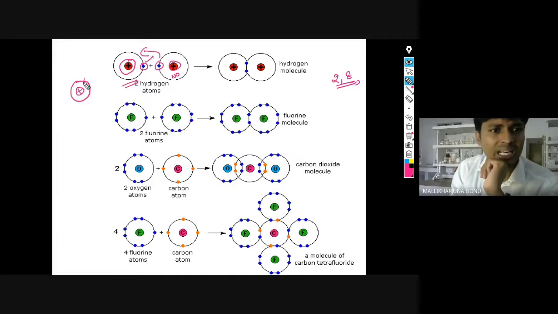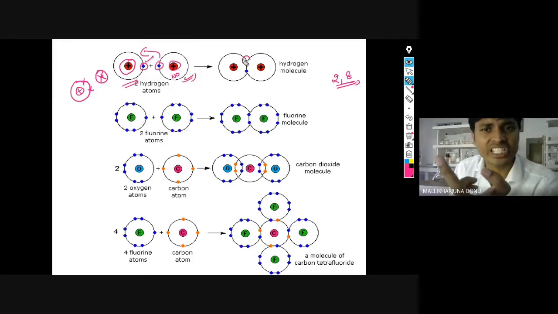Here hydrogen will attain 2 electrons, but the other hydrogen will not have any electron. So this will not be stable. So it can never give away this electron. So to make it 2 electrons, they will share, one from each of the 2 hydrogens. So these 2 electrons belong to this hydrogen also, and this hydrogen also.